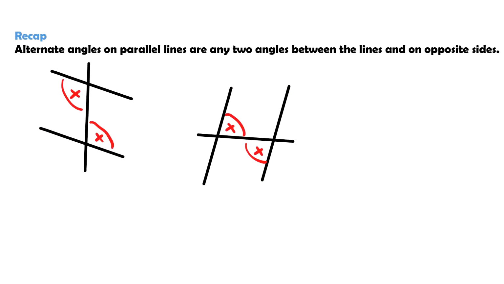So to recap, remember, alternate angles are these on parallel lines where they're between the lines and on opposite sides, and they make that Z shape. All right. So they make this Z shape here. Those are alternate angles.